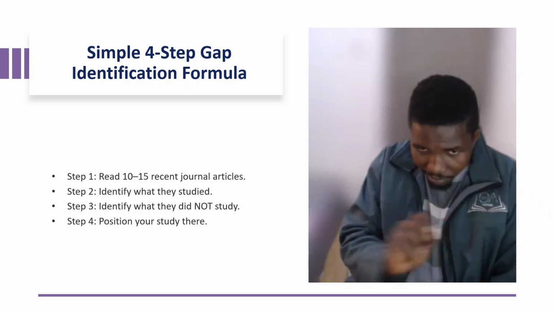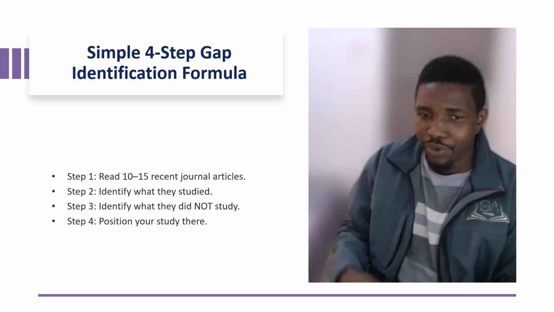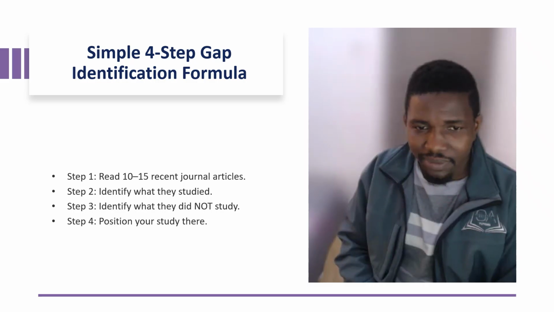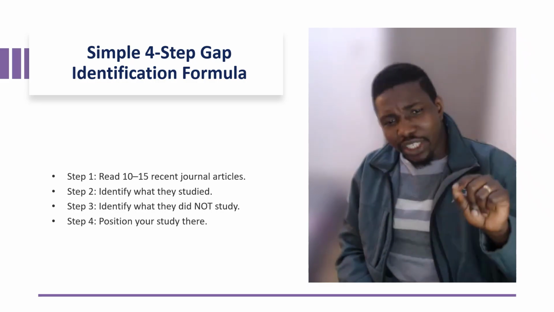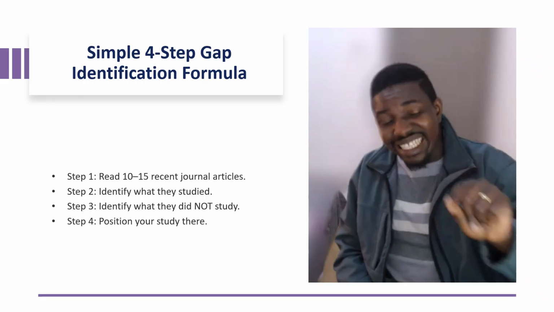Now, the second time, start underlining things. What is happening to you? What's your experience reading it? What are you thinking? Start taking notes and reflecting. Then, identify what they studied. Step 3, identify what they did not study.